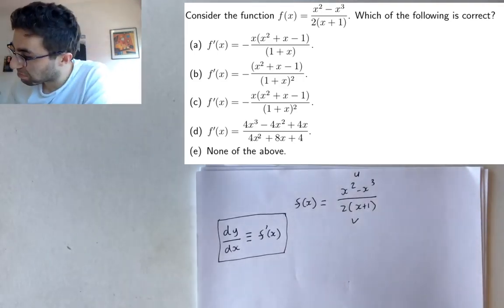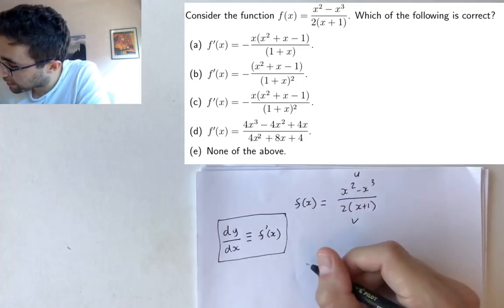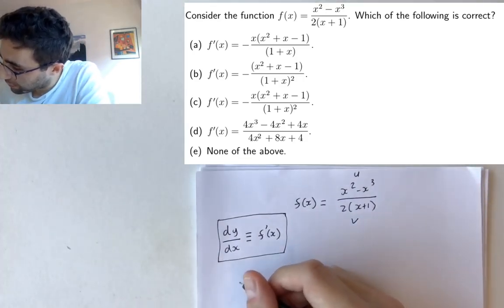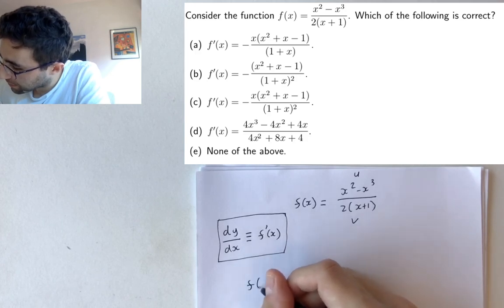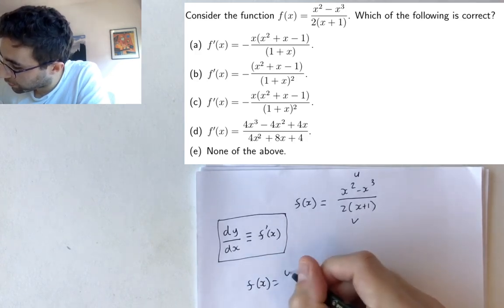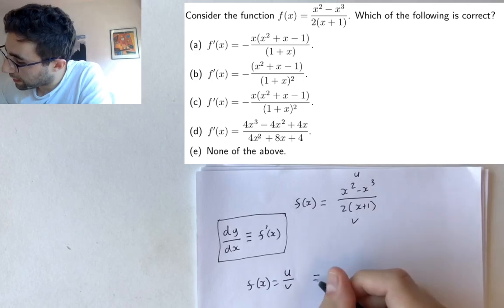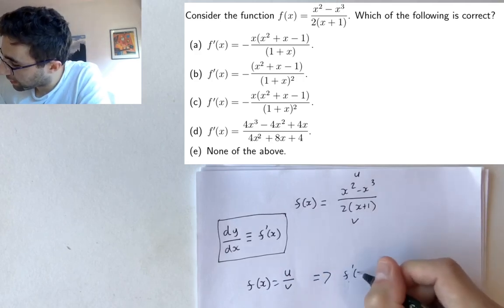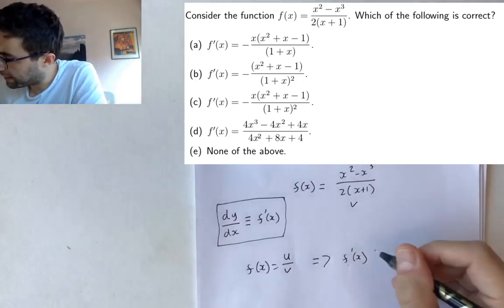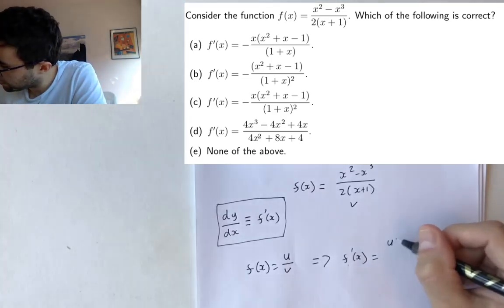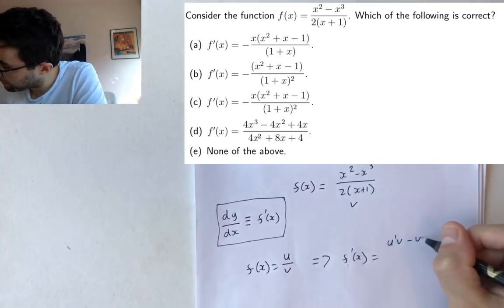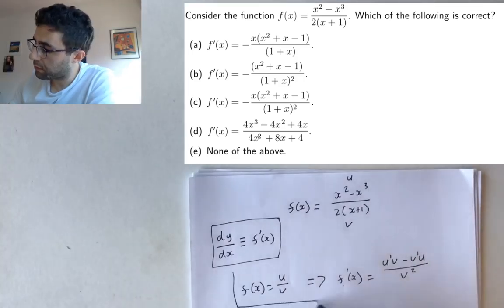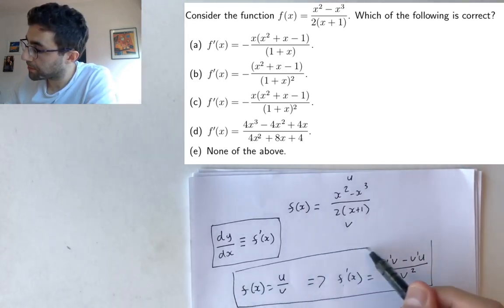It's going to say something like, if f of x is u over v, then f dashed x equals u dash v minus v dash u over v squared.